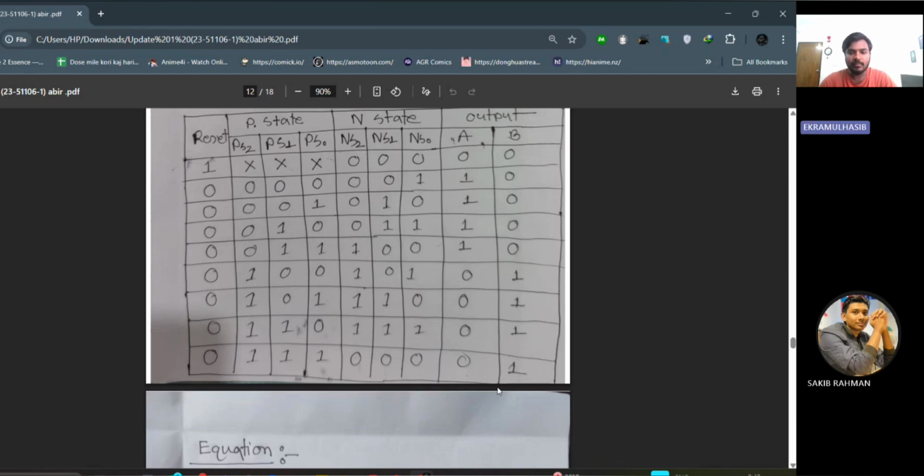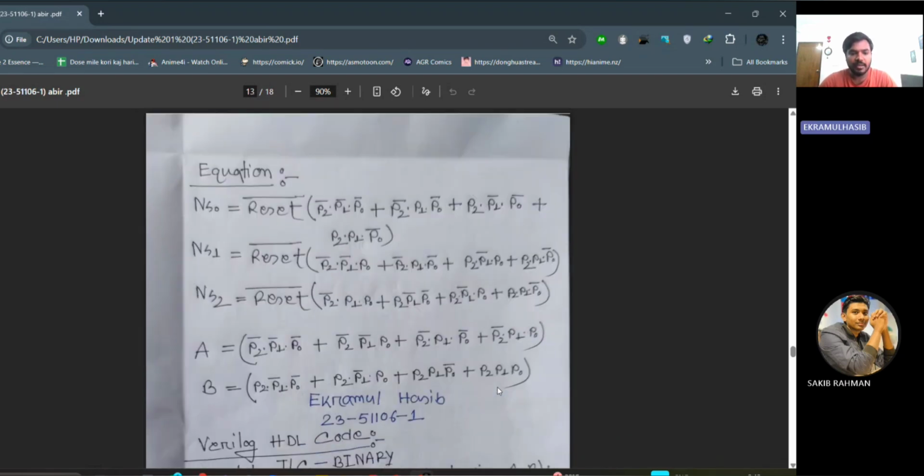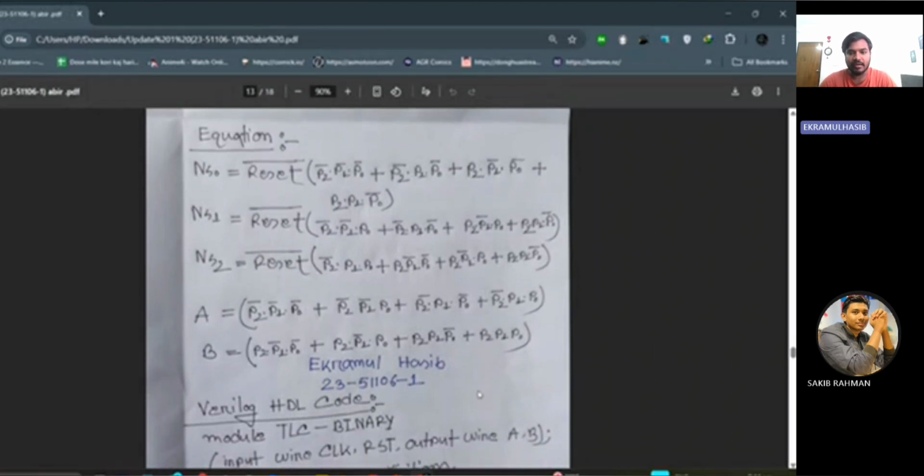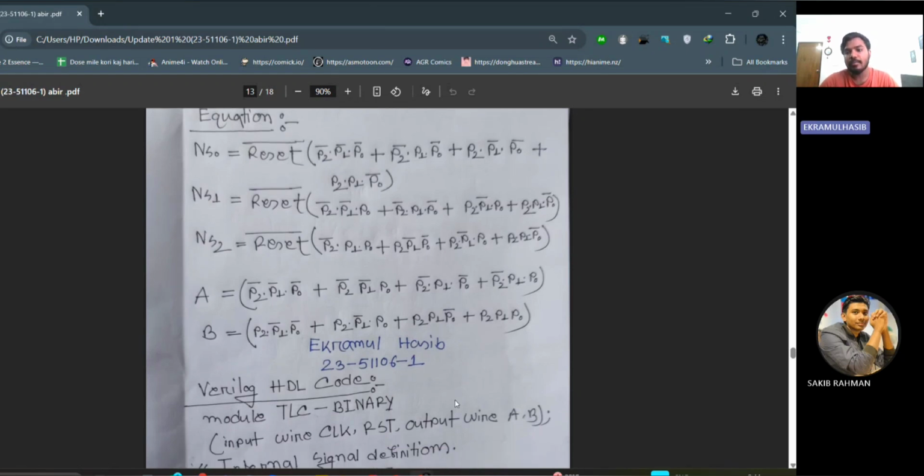To implement FSM, the equation part to implement FSM, I wrote Verilog code with state register, counter, the next state determined based on whether the counter reached the value of TH or TL, switching between states A and B. The NS0 reset P2 bar, P1 bar, P0 bar plus P2 bar plus P2 bar plus P1 plus P0 bar plus P2 dot P2 P1 bar but P0 bar plus it is same as NS1, NS2, and output states A and B.